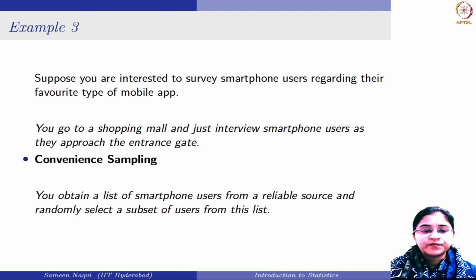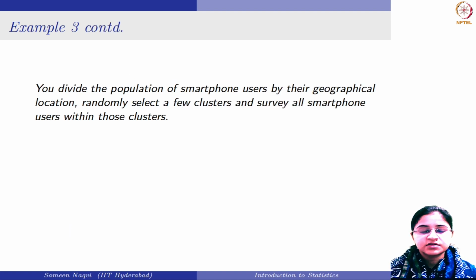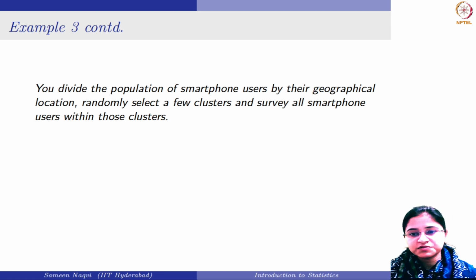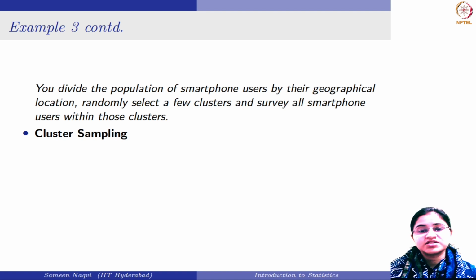Next, you can obtain a list of smartphone users from a reliable source and randomly select a subset of users from that list. In this case, it is basically simple random sampling. Next, you may divide the population of smartphone users by their geographical location and then randomly select a few clusters and survey all the smartphone users within those clusters. So this is basically your cluster sampling.